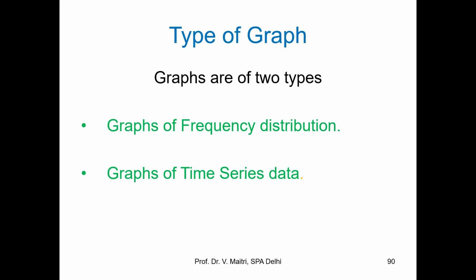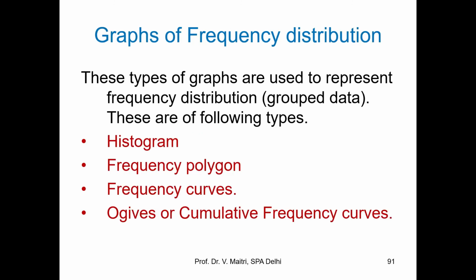Graph of two type data: graph of frequency distribution and graphs of time series data. Probably we are not going to discuss the graph of time series data today. That is again another subject, time series, and actually in your 8 hours we can't discuss even the time series. Now, frequency distribution: here the data is of the 4 categories.